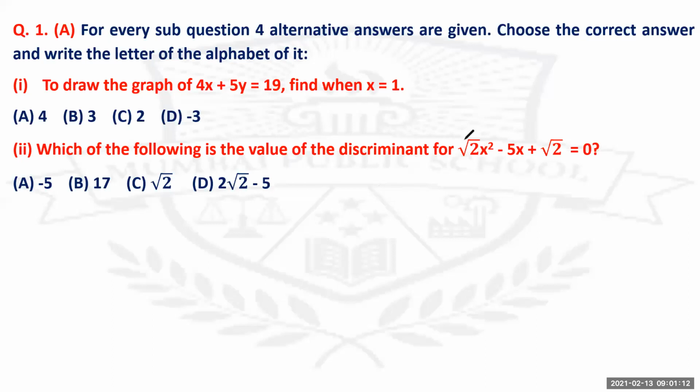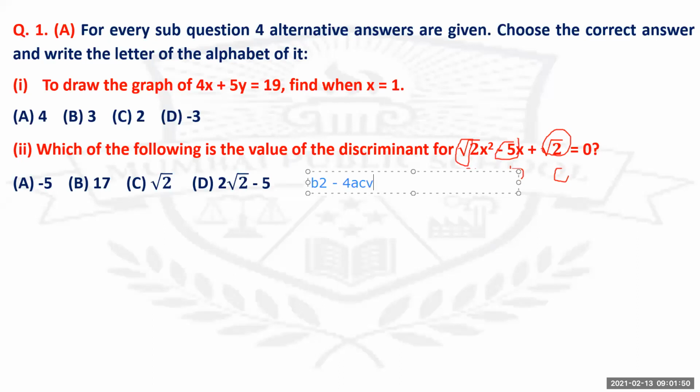Now see, here this root 2 corresponds to a, minus 5 is b and root 2 is c. So here what you're going to do is find the value of b square minus 4ac. Understood? You're going to find the value of b square minus 4ac. So minus 5 square, minus 4ac. Because your b is minus 5. So minus 5 square is what?